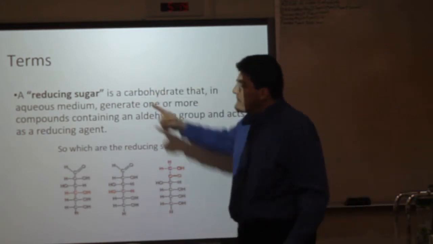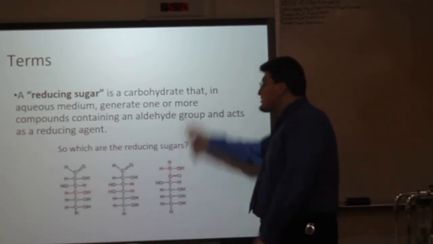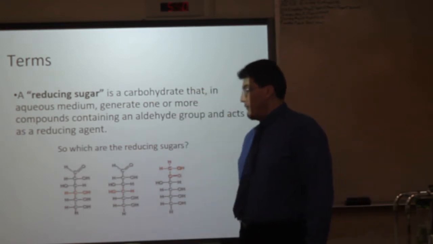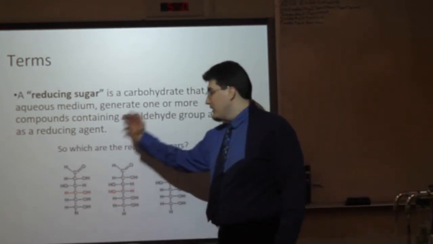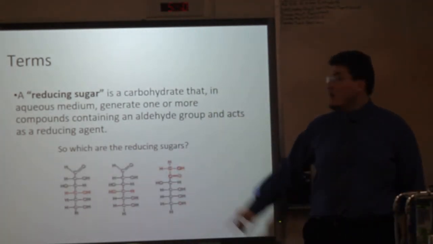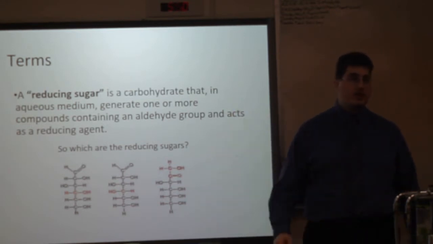So, remembering back from way before, which are my reducing sugars? The ones that generate an aldehyde group. That would be glucose, galactose, but not fructose. Fructose is a ketose sugar. It is a non-reducing sugar.